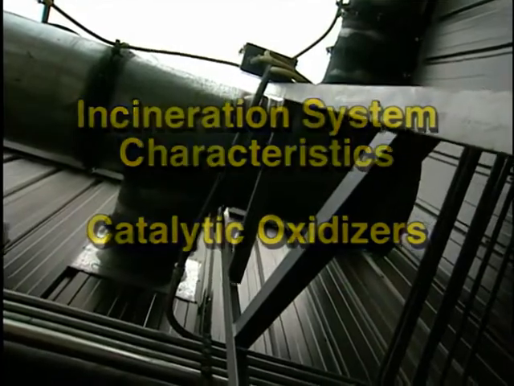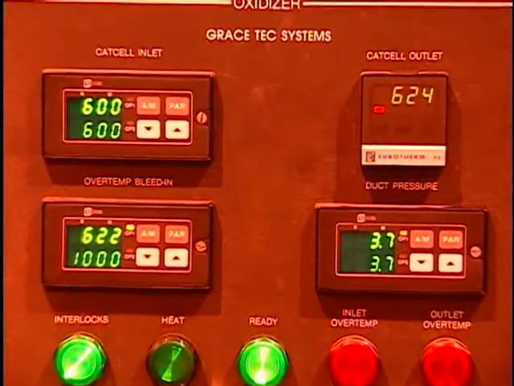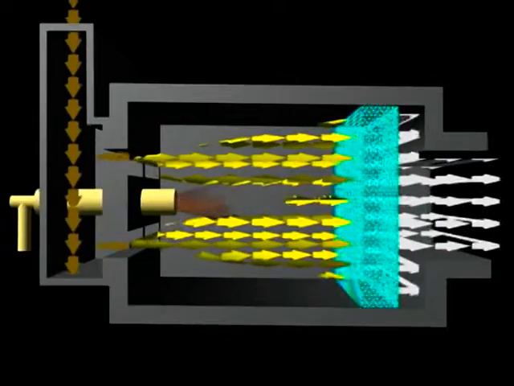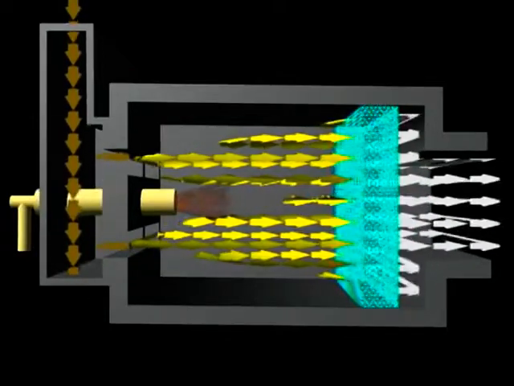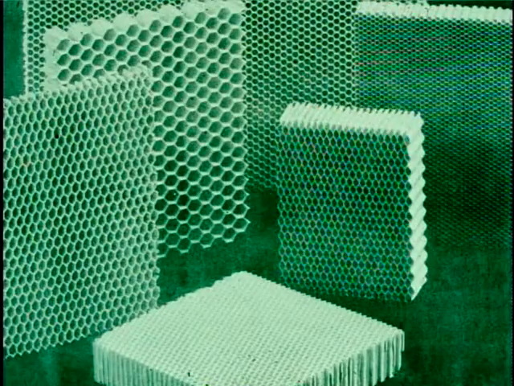Catalytic oxidizers are used for contaminated gas streams that have an organic vapor concentration that is less than 25% of the lower explosive limit. Concentrations greater than this cause high temperatures that can damage the catalyst material. A catalyst is a substance that accelerates a chemical reaction without undergoing a change itself. The typical catalysts used in incineration are noble metal oxides of platinum, palladium, or rhodium that are deposited as a thin layer on a high surface area support material.